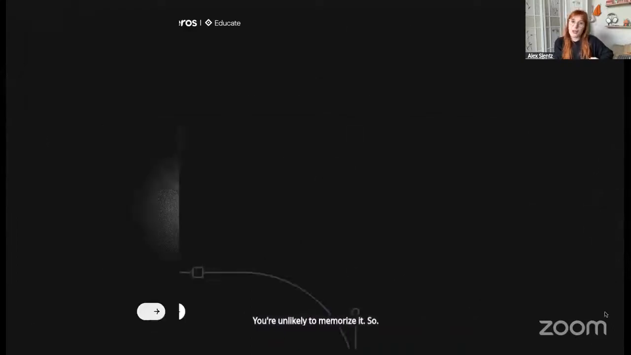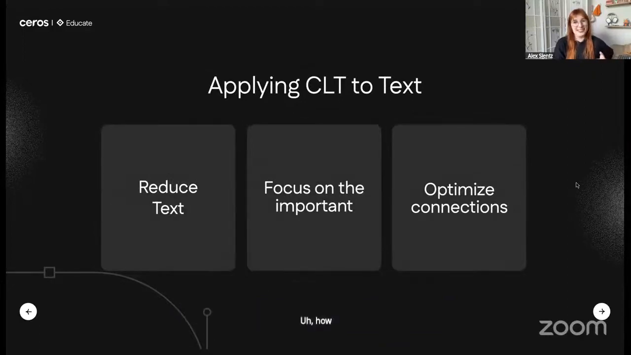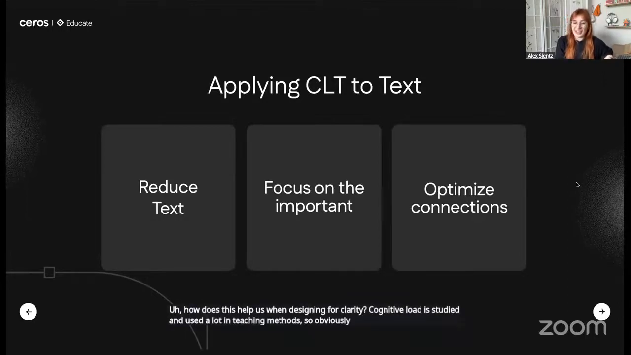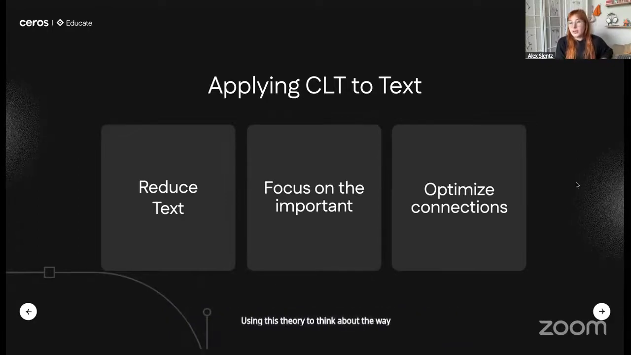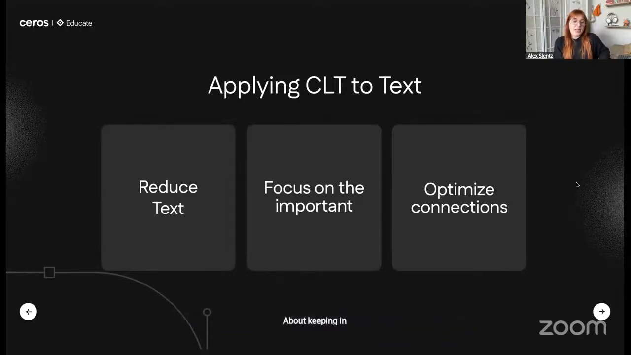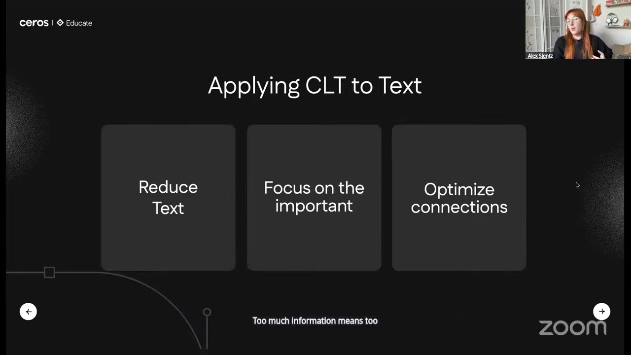So knowing about the brain is cool and all, but why did I just talk about that for 5 minutes? How does this help us when designing for clarity? Cognitive load is studied and used a lot in teaching methods, so obviously it's important and they're doing something right. Using this theory to think about the way that you present information is more than just simplifying your information or using fun transitions. It's about keeping in mind that the cognitive load of your audiences needs to be kept at a good level. Too much information means too much work, and people won't retain whatever content you're putting out.